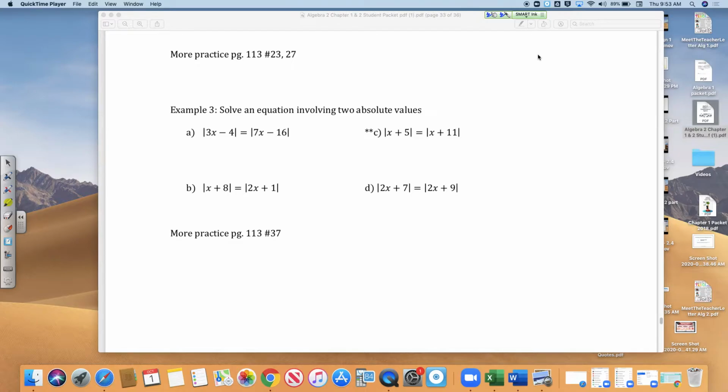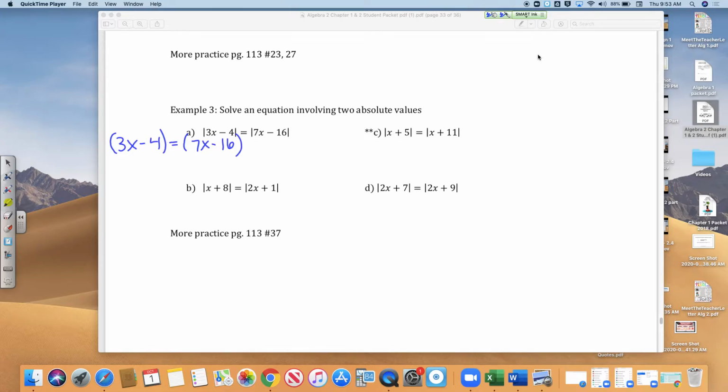Example 3, solving an equation involving two absolute values. When you have an absolute value equation that has absolute value bars on both sides, you're going to create two equations like you did before. One of them is going to be just the positive version of the absolute value. So for example, in A, it'll be 3x minus 4 equals 7x minus 16.